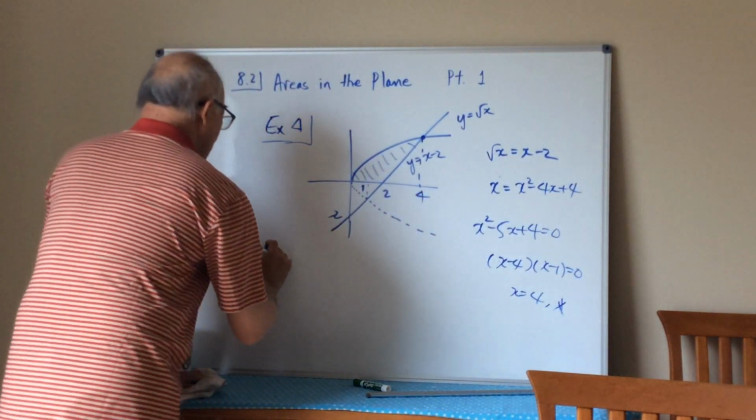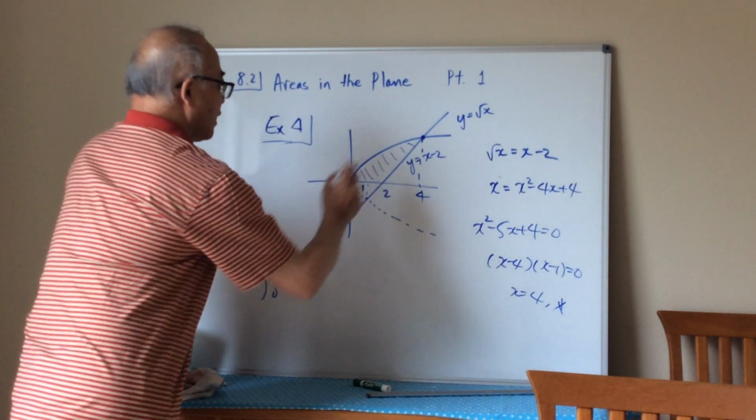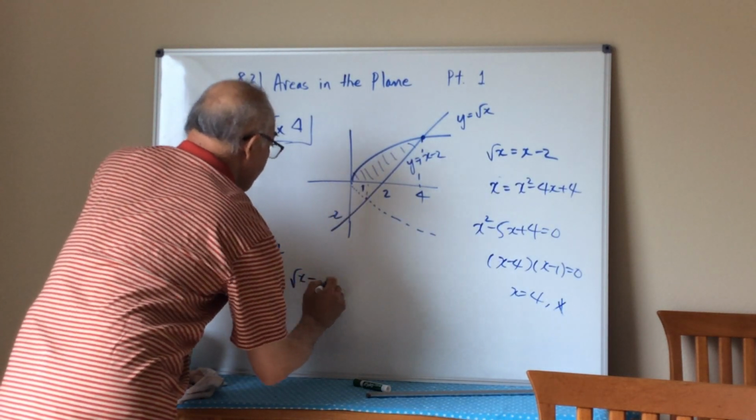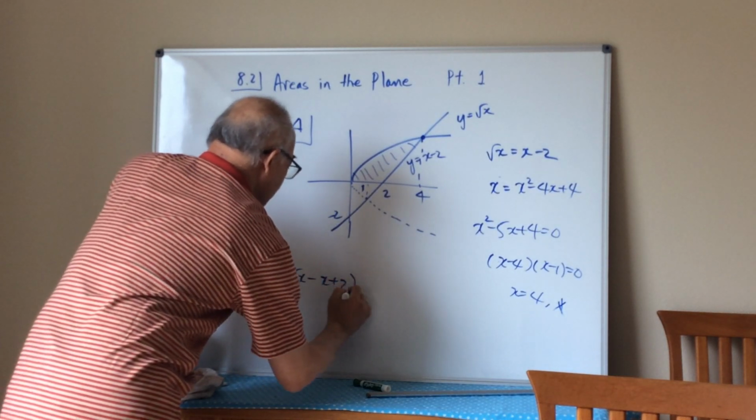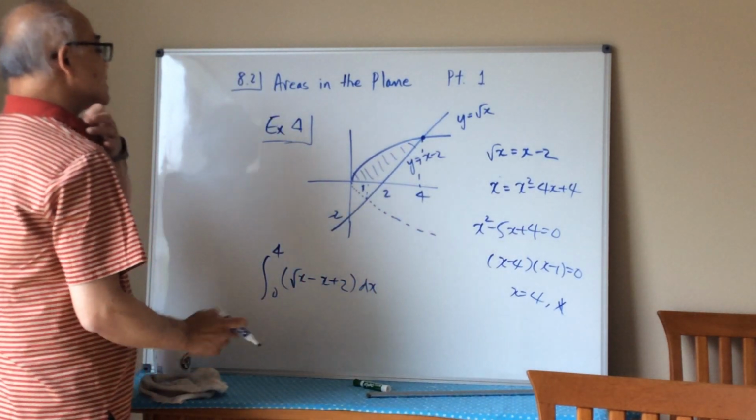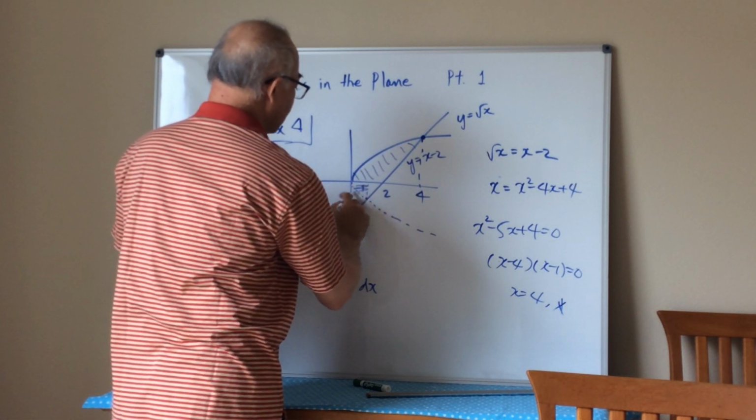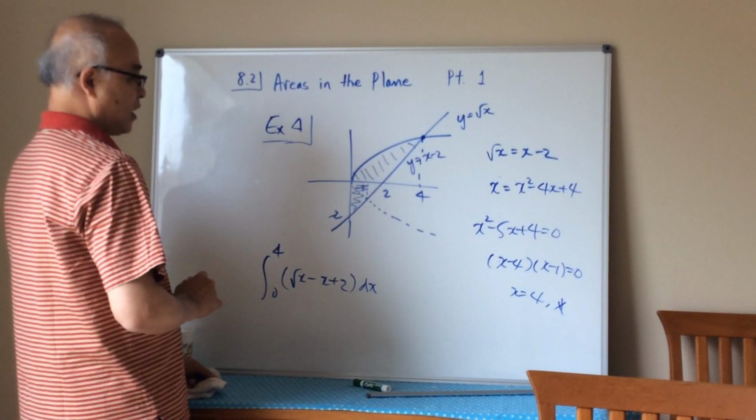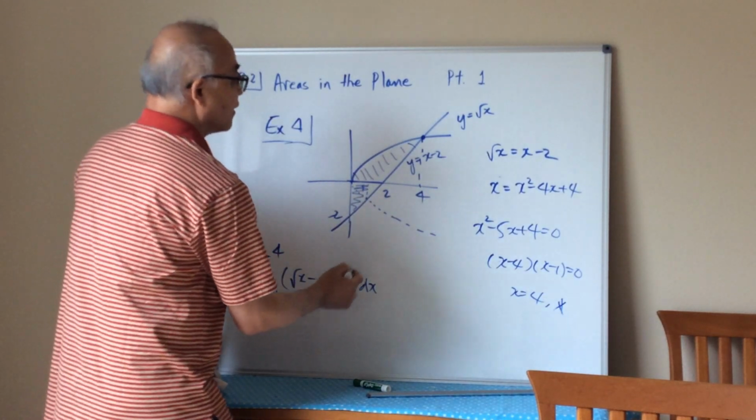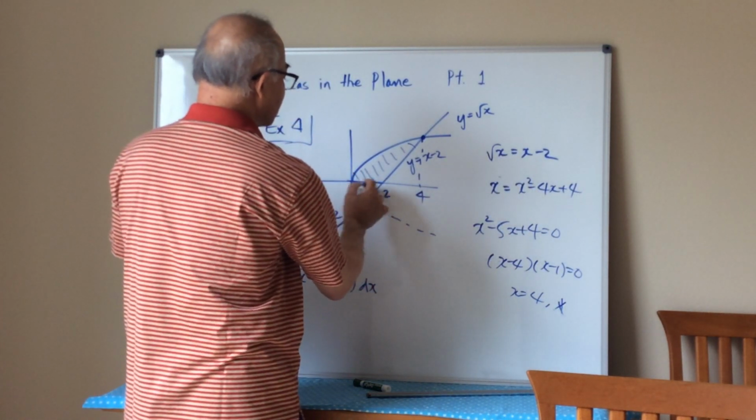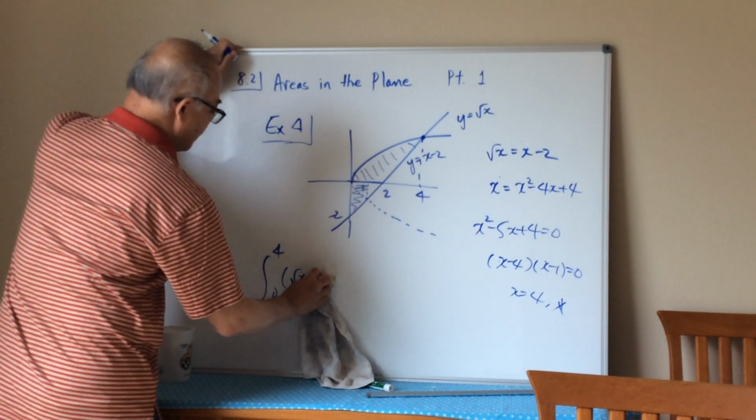If I go from 0 to 4, and I go root x minus this line here, which is going to be x minus 2, d of x, this is incorrect, right? Because now I am introducing this line here, and I don't want that. Because the bottom limit from 0 to 2 is not x minus 2 here. It is actually the x-axis here, right? So in other words, now I have to split this up into 2 separate regions, right?